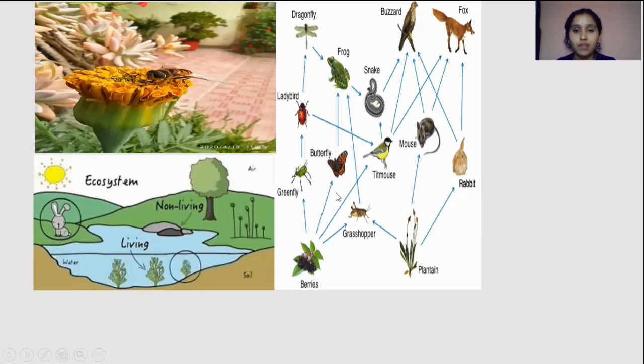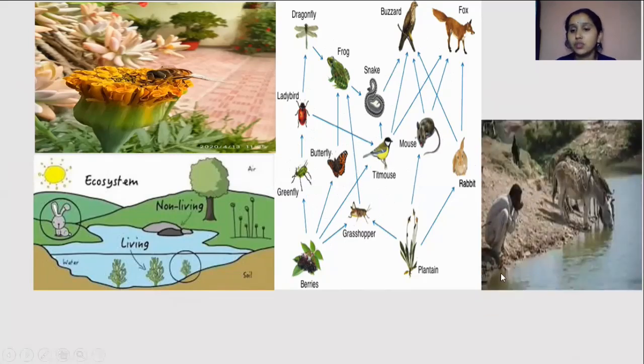This is called a food web. We have studied producers, consumers and decomposers. They are biotic components of the environment. And here you can see these plants, berries and plantain act as producers. The producers are consumed by primary consumers like green fly, grasshopper and rabbit. And again, primary consumers are consumed by secondary consumers. We can see here, the ladybird consumes the green fly. If there is a lack of one organism, producer or consumer, the whole food web will be disturbed.